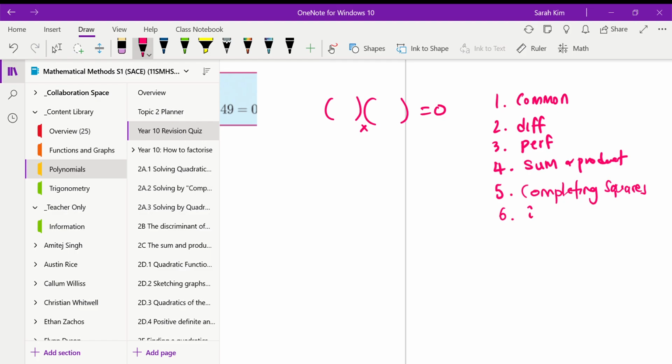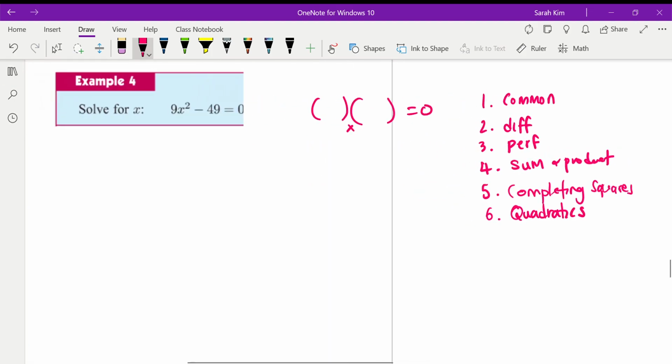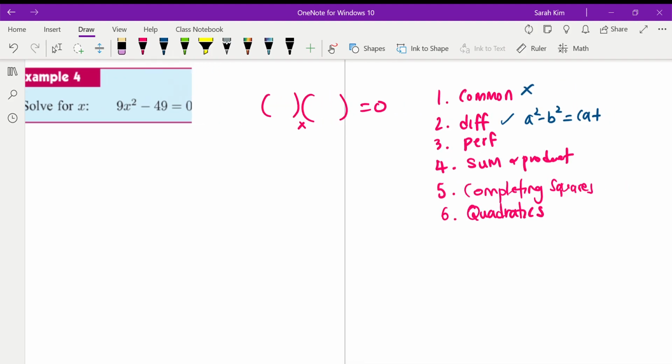Last one, quadratics. So this is the list that we always go down to make sure we can factorize an equation so we can solve it. Okay, looking at this, I can't do common factors. They don't have any common factors, 9 and 49. Difference of two squares, let's see. Well, that one's in a squared minus b squared format. It has two terms. As long as they're both square rootable, I can use this little factorization method.